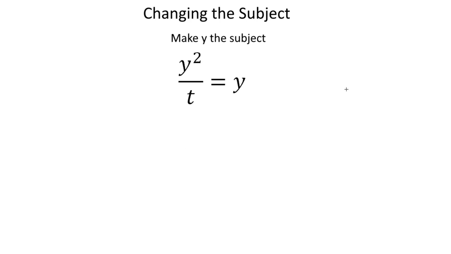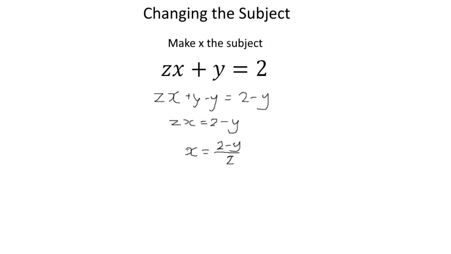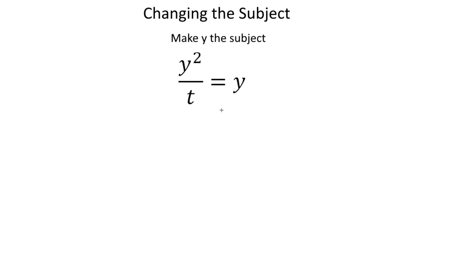Now we have to make y the subject. So in this case, we have to get y on its own. We already do have y on its own on the right side: y squared over t is equal to y. But the problem is that y appears in both cases, and we need it to appear in just one area and nowhere else. As with x here, which appears on the left and nowhere else. We need that to happen here.